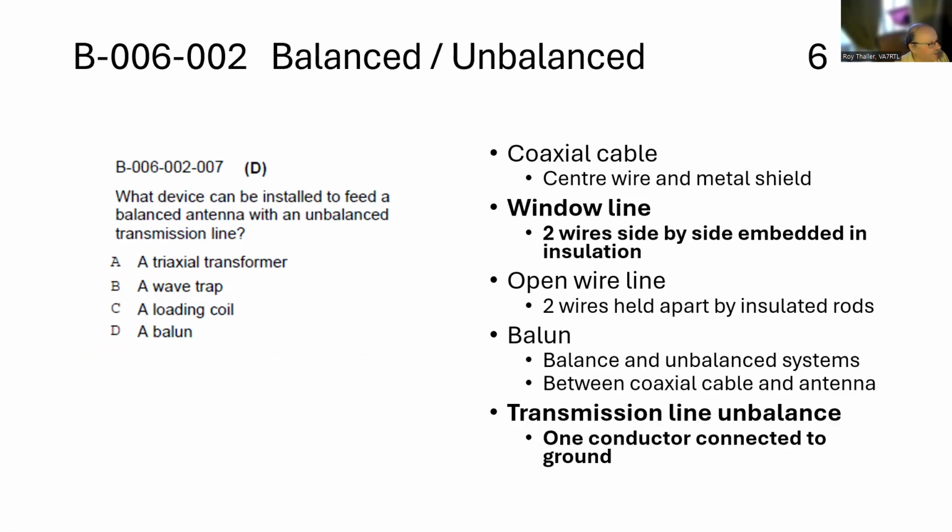What device can be installed to feed an unbalanced antenna with a balanced transmission line? And again, here it would be a balun. D is the correct answer.